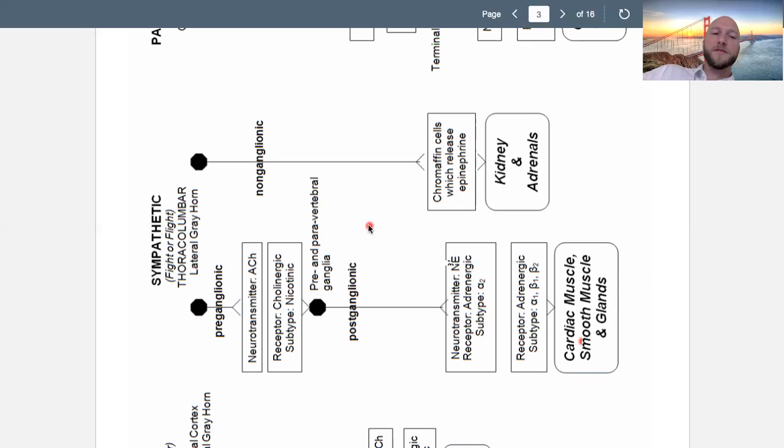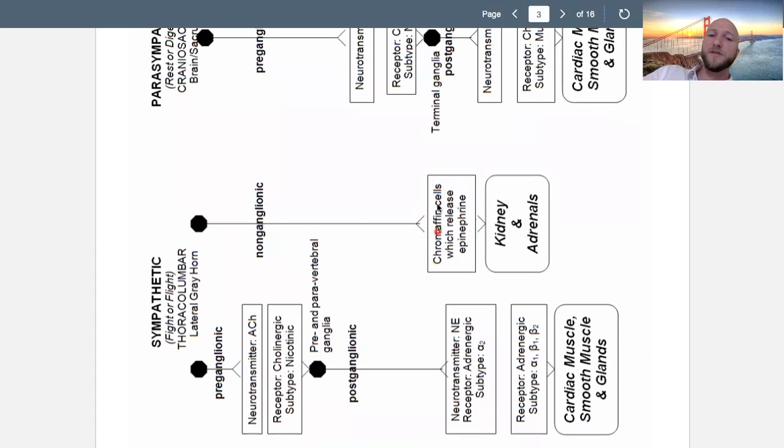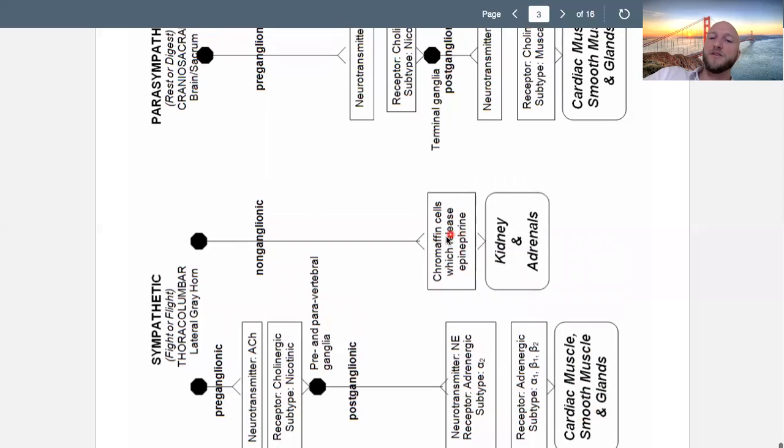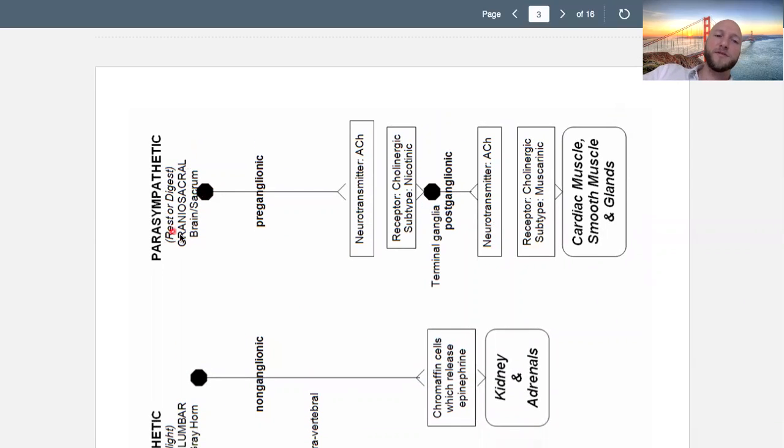The non-ganglionic sympathetic goes to our chromaffin cells in our adrenal glands, so a single fiber going to chromaffin cells. Chromaffin cells are kind of analogous to the postganglionic nerve cell. Instead of releasing norepinephrine onto the target muscle or gland, they release norepinephrine and epinephrine into the bloodstream, so it's a neurohormone.